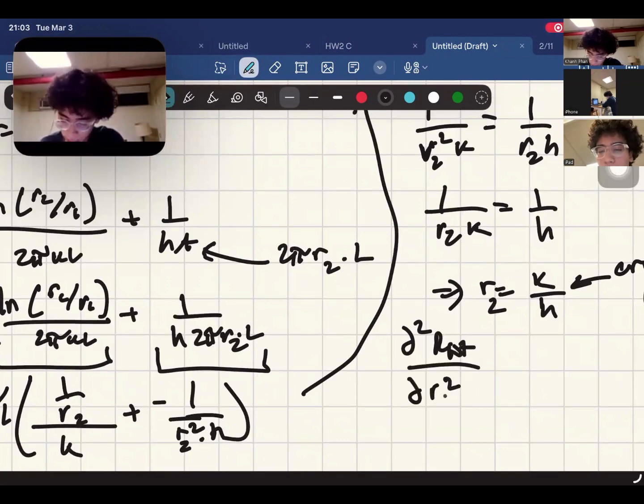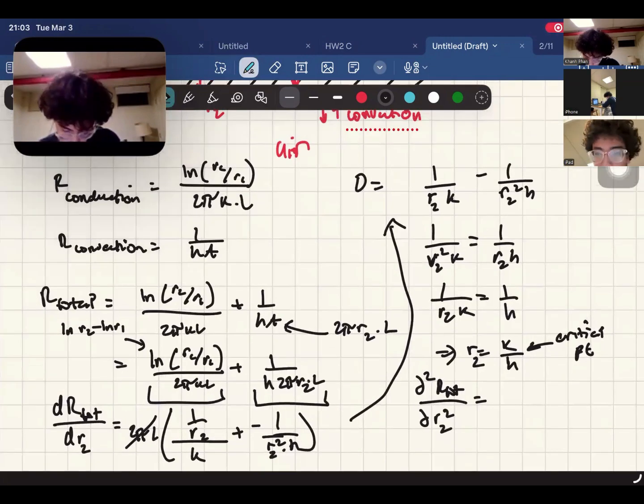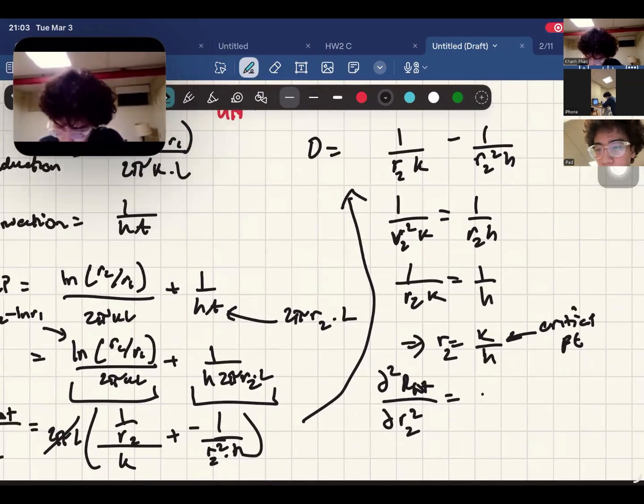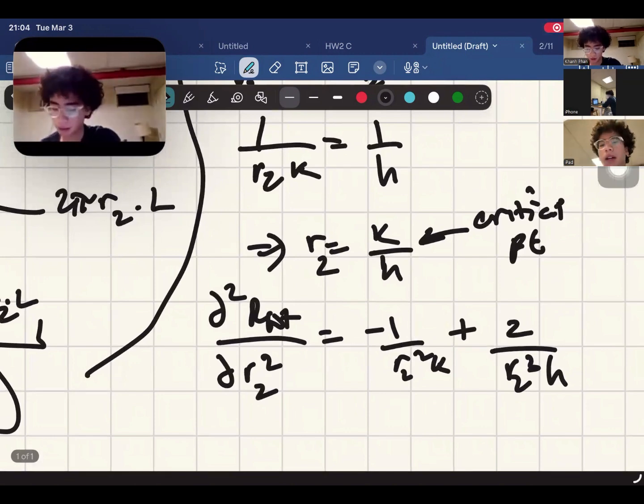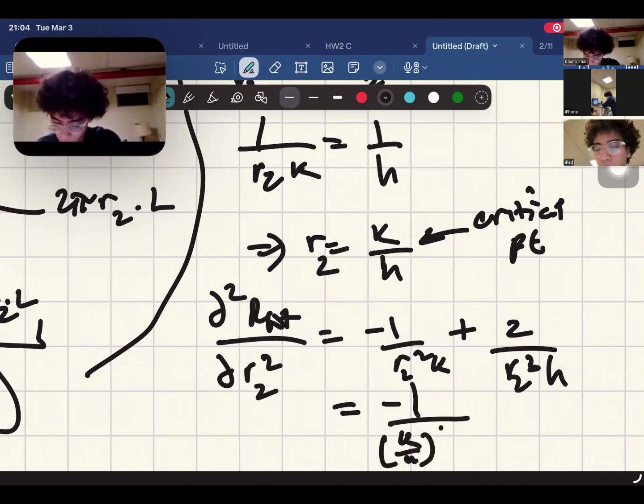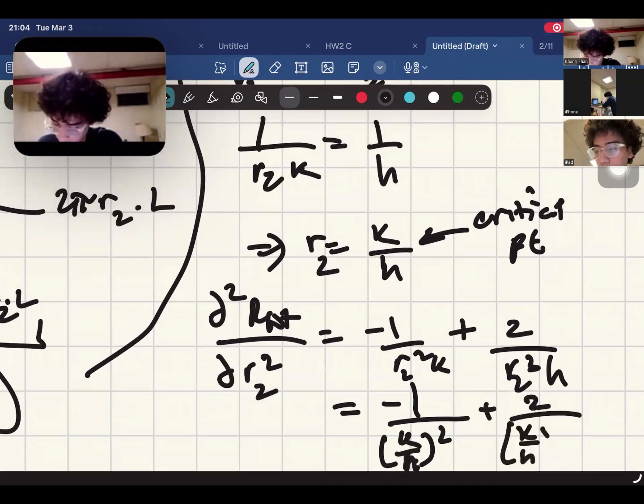Where the second derivative of R total is equal to negative 1 over R2 squared K, plus 2 over R2 to the cube H. And then we can plug R2 in because we know R2 is K over H. Oh God, I don't have enough space. So 1 over K over H squared, K over H cubed.